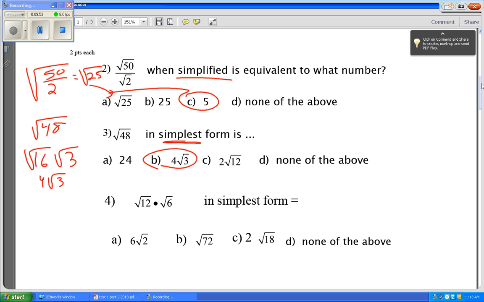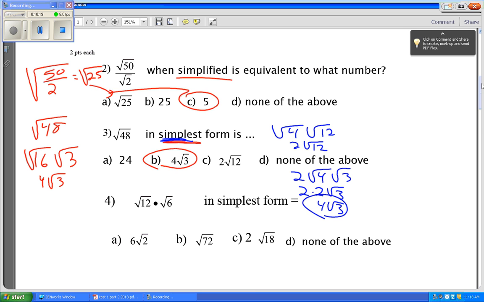If we went the route of doing 4 times 12 and had 2 square root of 12, we're not wrong, but it's not simplified all the way. So what you have to do is 12 is the square root of 4 times the square root of 3. So it's 2 times 2, square root of 3, which is 4, square root of 3. Exactly the same answer as before.